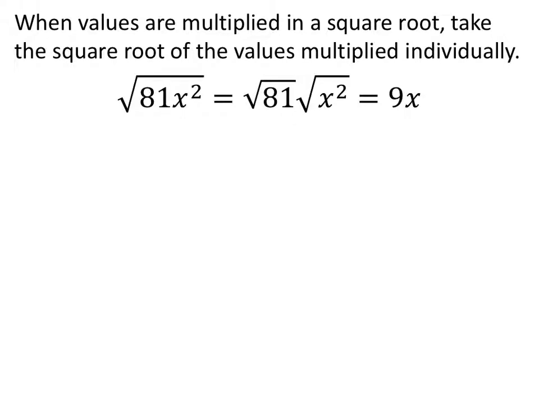When values are multiplied in a square root, take the square root of the values multiplied individually. So like this one, the square root of 81 x squared, we can split that up just like we did with the exponent rules and the fraction stuff. I guess even with the multiplication. So this is really just the square root of 81 times the square root of x squared, and the square root of 81 is 9, the square root of x squared is x. So that's how we get that 9x right there, okay? And expect to see some of this on the homework too.